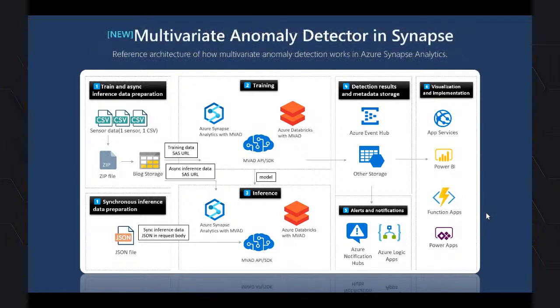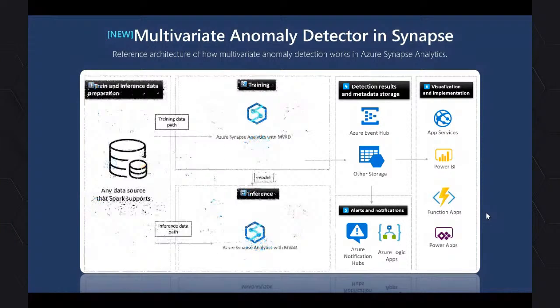So next, what I'll show you is the new feature that we have released, and it's also the demo that I will show you later. It's multivariate anomaly detection in Synapse. So what's the difference between this and the previous reference architecture? So here, that's the difference.